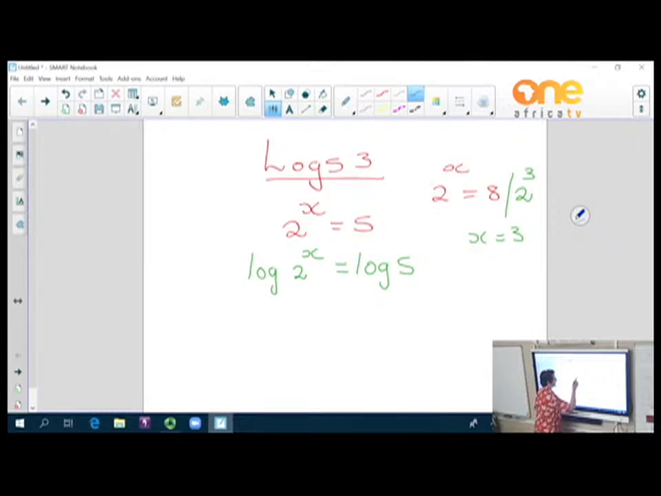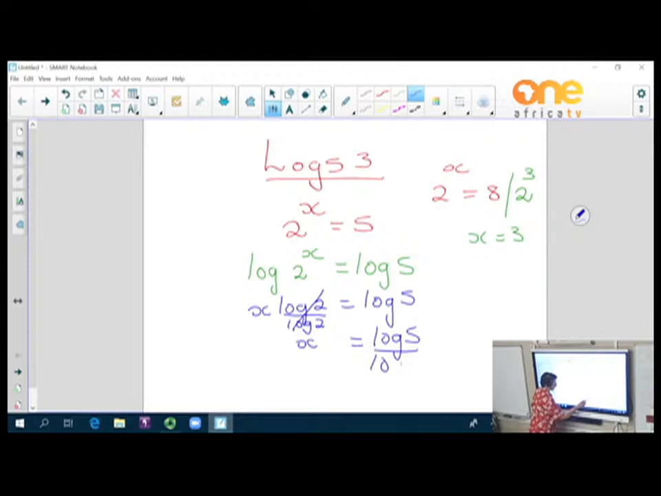And what we then do is we use that log law of bringing down the power. So x log 2 is equal to log 5. And then to have x alone, you're going to divide here by log 2, and it will cancel out. So on that side, it is then log 5 divided by log 2. And that calculation we can easily do on the calculator, log 5 divided by log 2, and the answer x is then equal to 1.22. So there we have that one's answer.